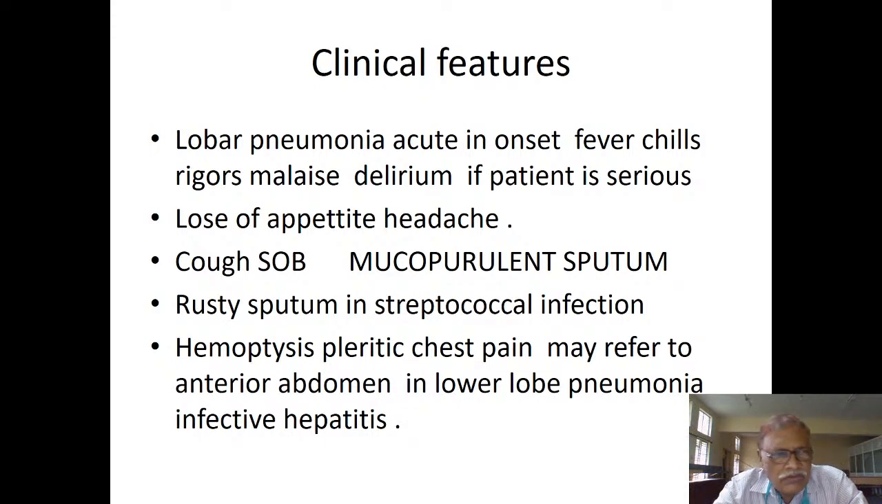The clinical features of lobar pneumonia are usually acute in onset. They have fever with chills, rigors, malaise, and delirium. If the patient is seriously ill, there is loss of appetite and headache. They have cough, shortness of breath, and mucopurulent sputum. Rusty sputum usually suggests streptococcal, pneumococcal infection, mostly streptococcal. Hemoptysis and pleuritic chest pain may be referred to the anterior abdomen in lower lobe pneumonia, and infective hepatitis if it is associated.